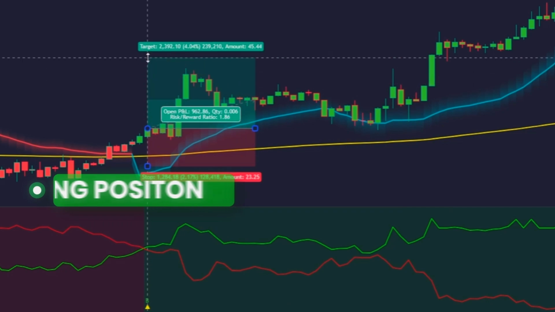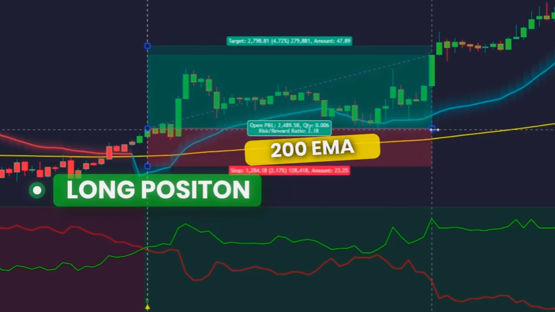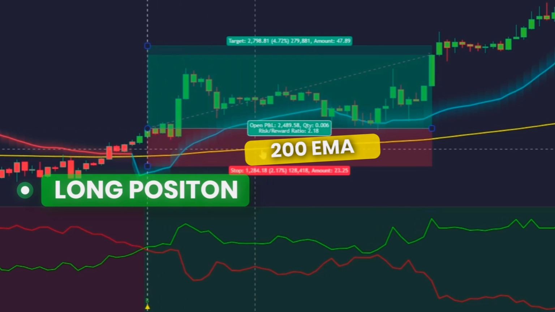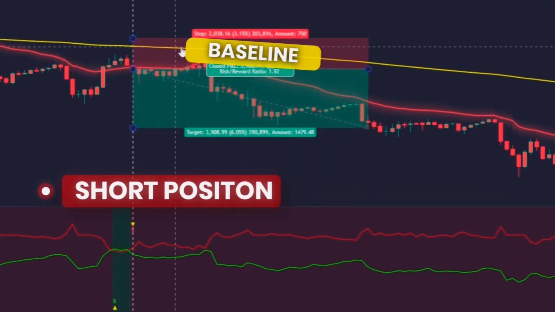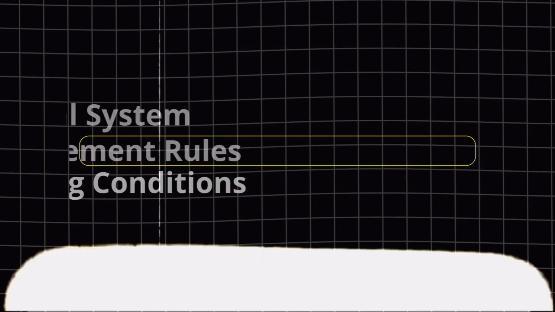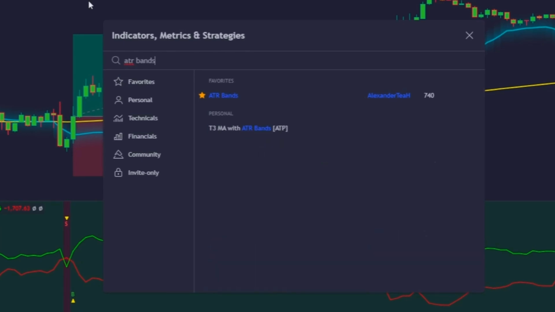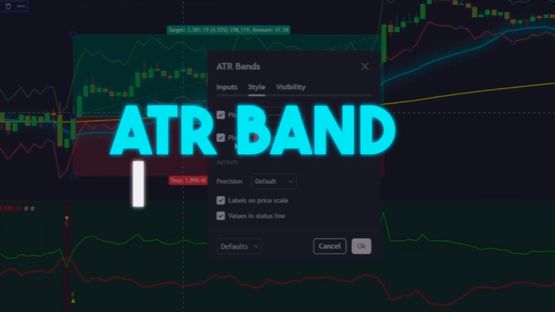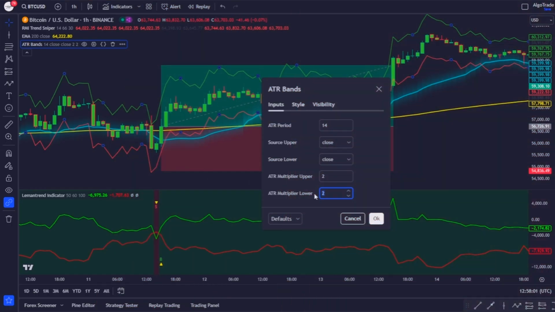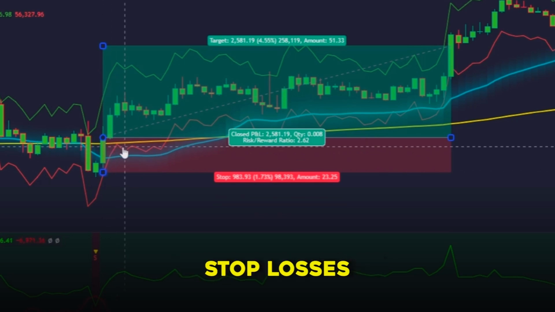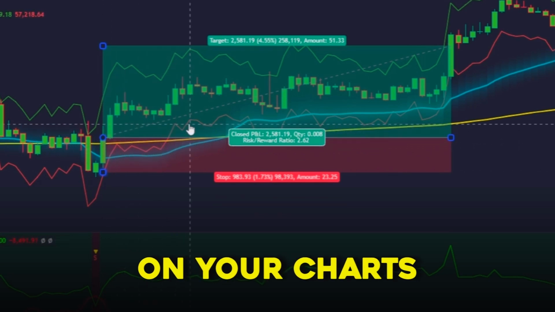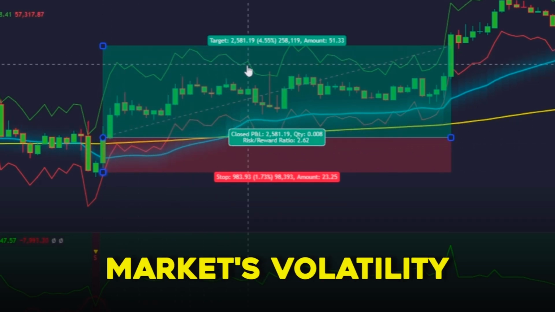Here we have an example of a long position where the price is above the 200 EMA, and here we have a short trade example where the price is below the baseline. For the risk management, I will use the same method as in all the other episodes by using the ATR bands indicator with a multiplier of 2. A volatility indicator that places the stop losses directly on your charts according to the market's volatility.